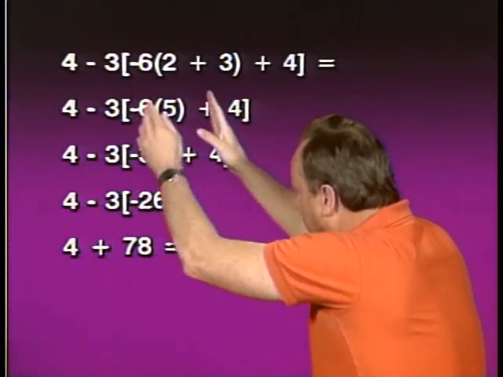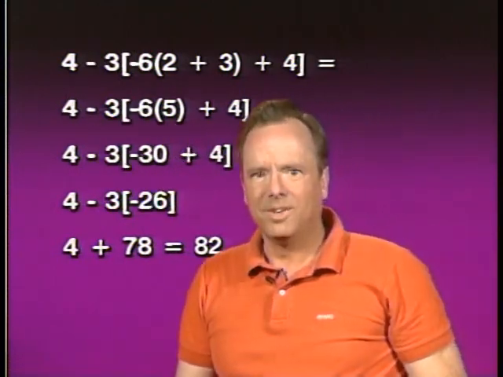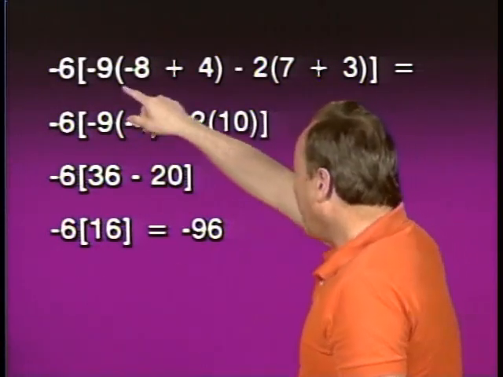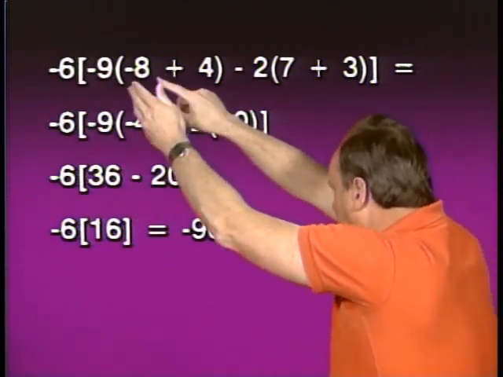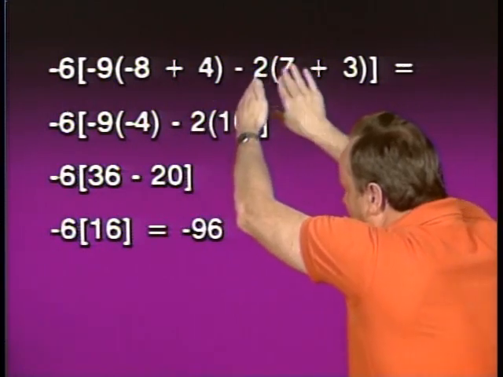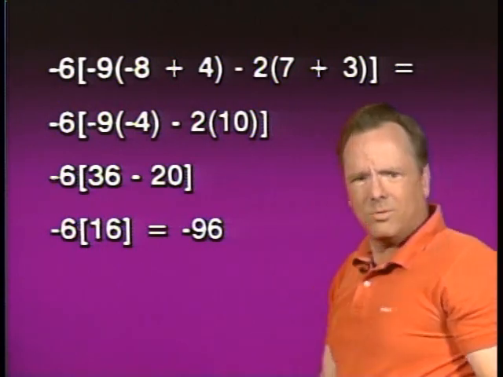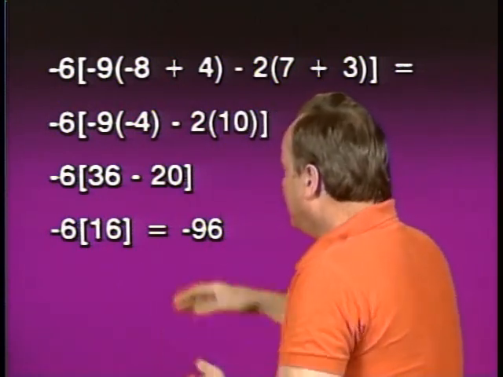We're going to just take a look at all the brackets and get rid of the brackets before we multiply anything. Let's do another one. Make sure we understand what we're talking about here. Okay, here we have minus 6 times the quantity, minus 9 times the quantity, minus 8 plus 4, quantity closed, minus 2 times the quantity, 7 plus 3, quantity closed, and quantity closed again. Well, how about that for complicated? All right, all we have to do now is get rid of the quantities.